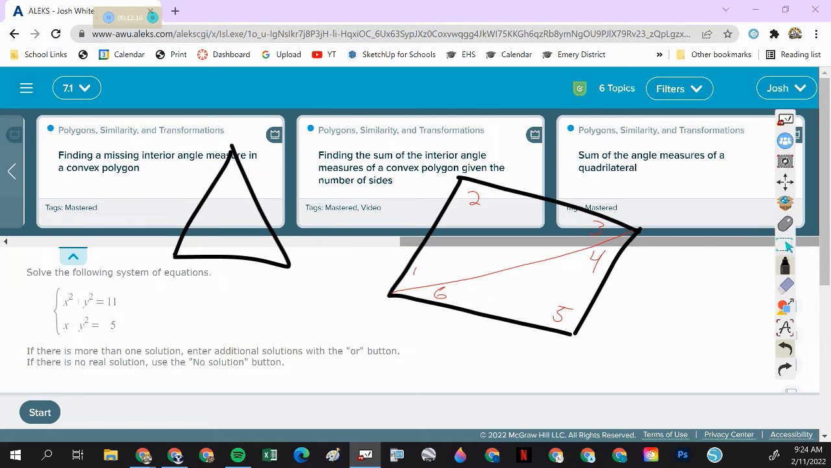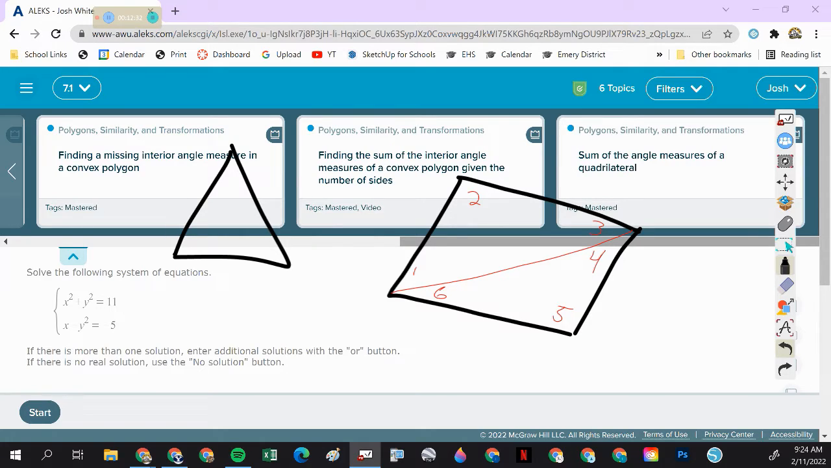Is that true for every quadrilateral? It is. Every quadrilateral can be divided into two triangles. And each triangle has an angle sum of 180. And as long as we're on a flat piece of paper, the angle sum is 360.